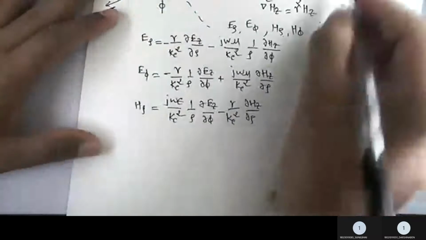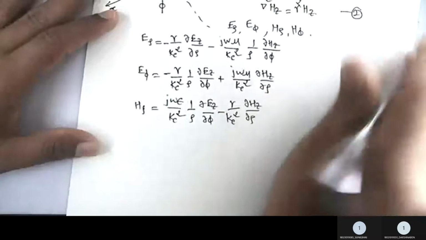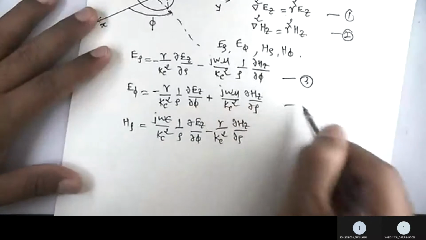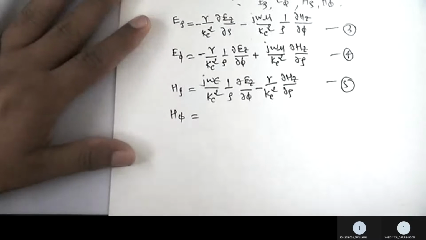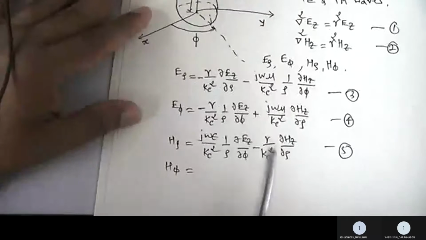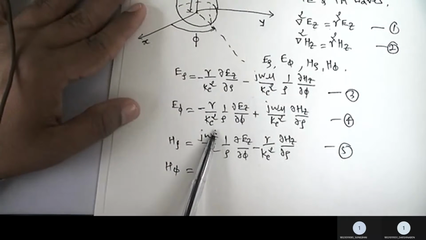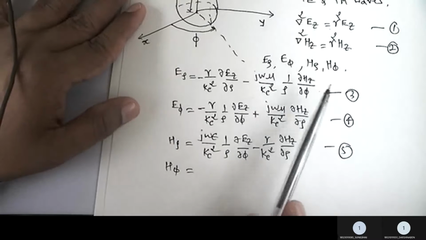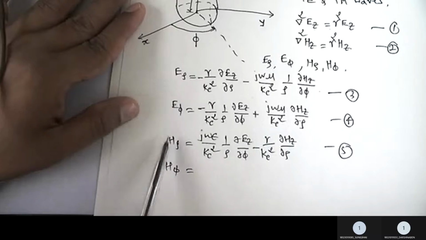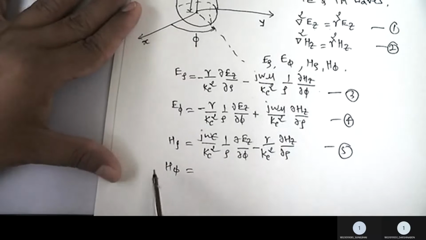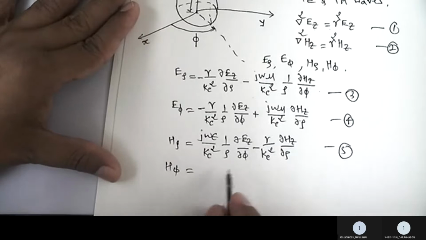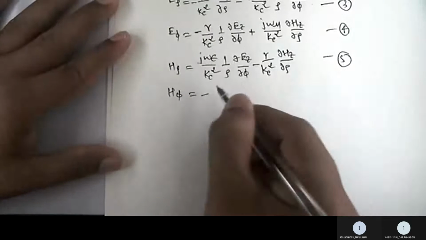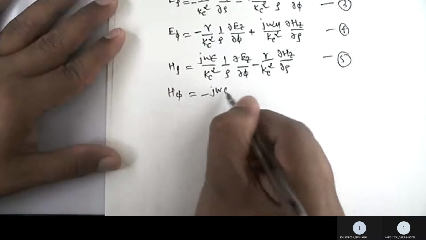So if this one is your first expression and this one is your second expression, then this one is third, fourth, fifth, and the last is H phi. This same thing we have derived in our rectangular coordinate system. In the same way, if you use simple Maxwell equations and the curl operations, you will get all these major components. I hope that all of you get this, and if you do not, please send me your difficulties. I will try to solve them.